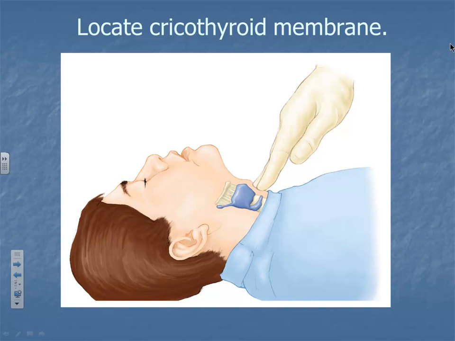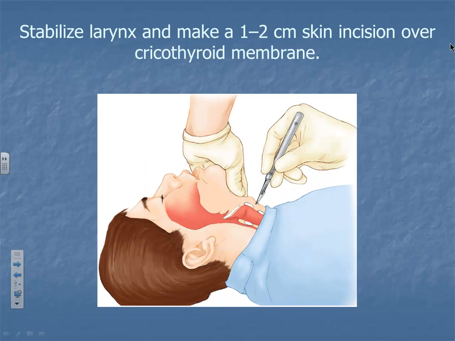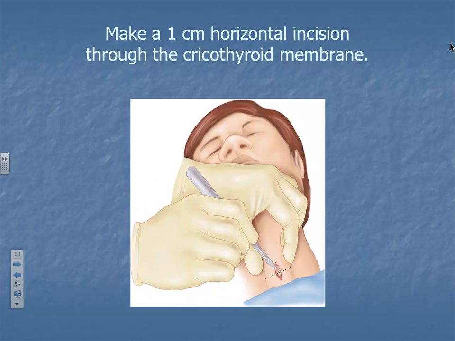You still got to locate the same landmarks because you're still going in the same place. You're going to have a little scalpel, and you're going to do a cut about 1 to 2 centimeters straight up and down this way, because most of your cut's going to be north-south. Then once you've got that, does it show there? And once you've got that, you're going to come back and make a horizontal cut.